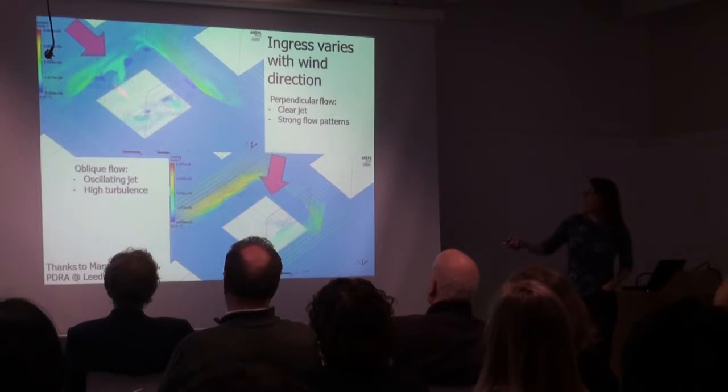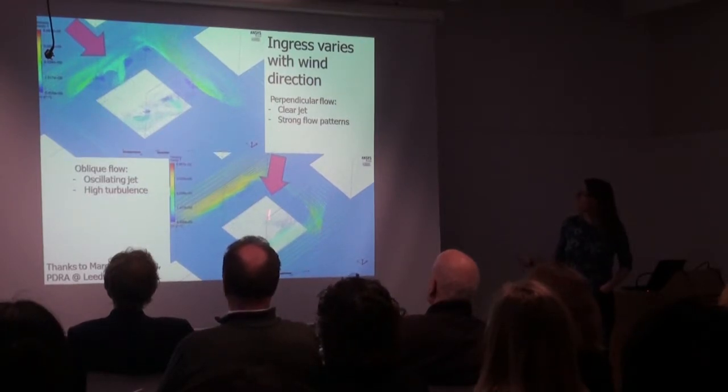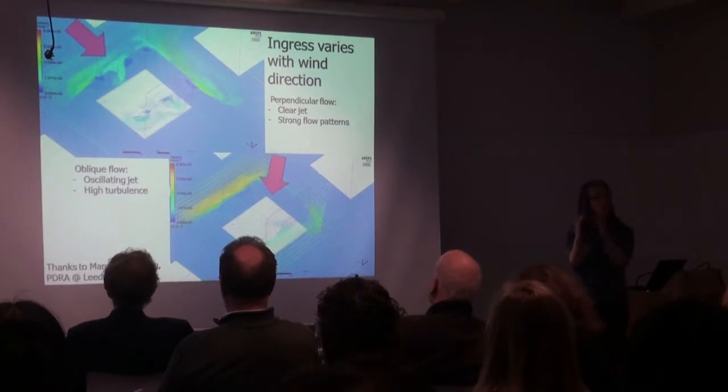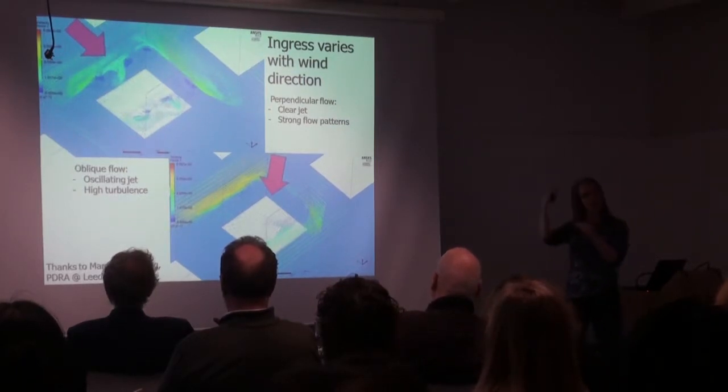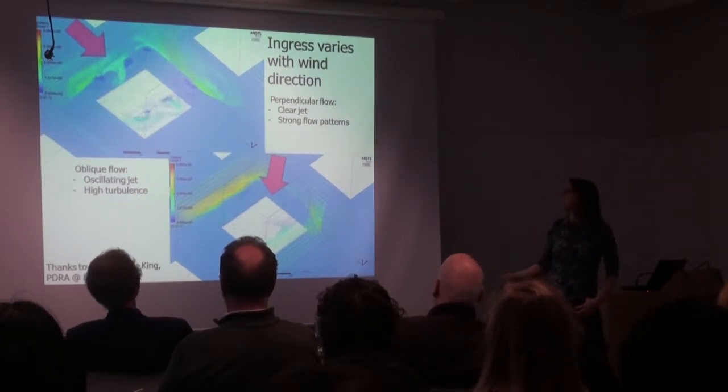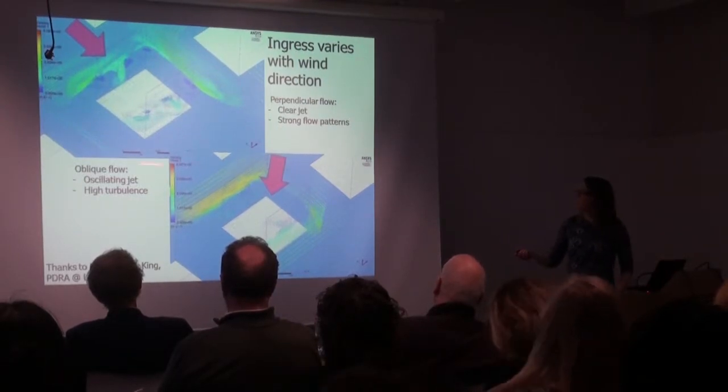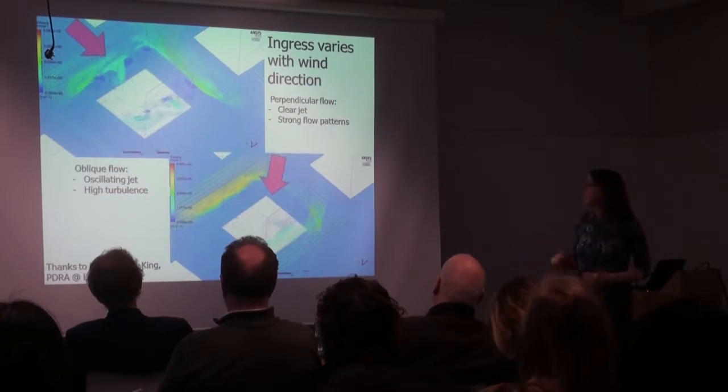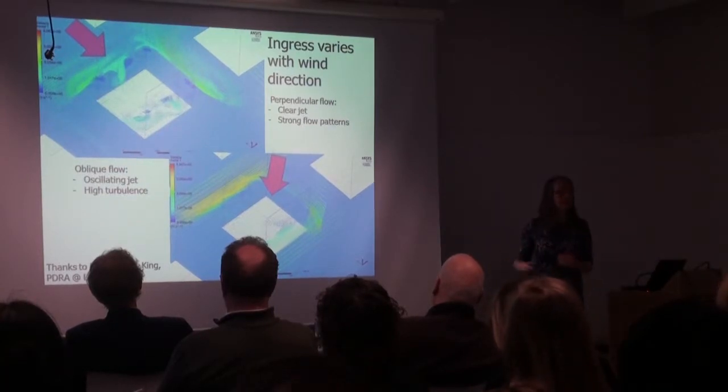And comparing the flows when you have head-on compared to, say, oblique wind directions, which cover that part where we had a doubling of the ventilation rate, we can see that the jets coming into the cube and their oscillations, their fluctuations, are the things that we're starting to pick out as the predominant features.